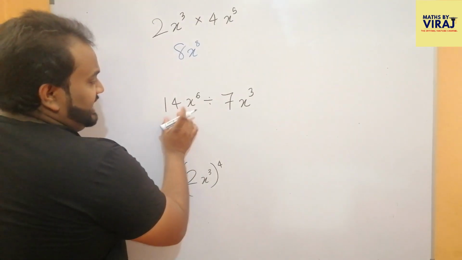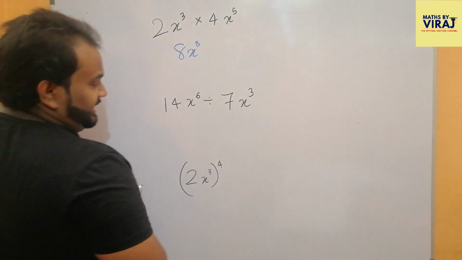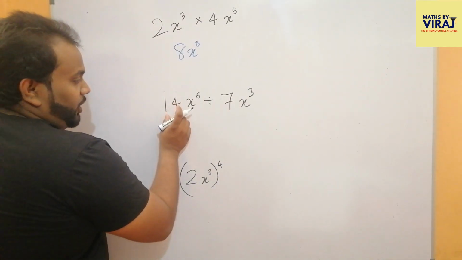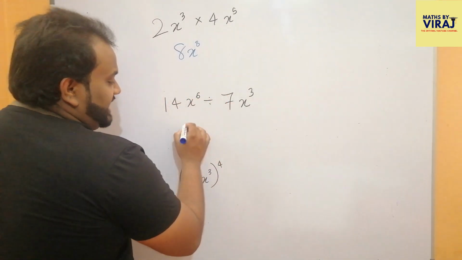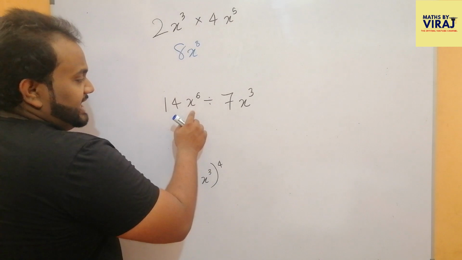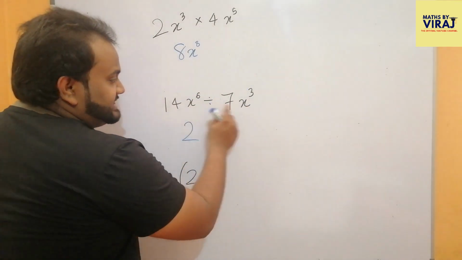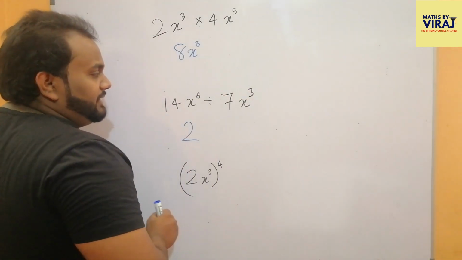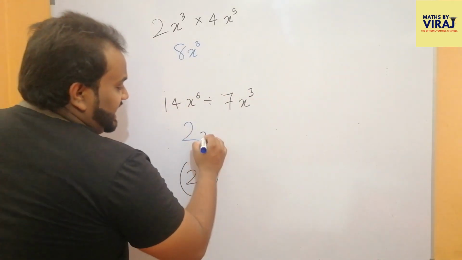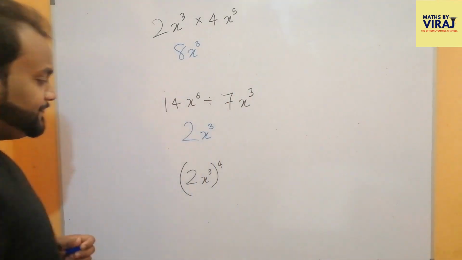Similarly, 14x to the power 6 divided by 7x to the power 3. Again, 14 is to be divided by 7. When 14 is divided by 7, the answer is 2. Then x to the power 6 divided by x to the power 3. The bases are the same, and during division, we subtract the powers. Therefore, it is x to the power 6 minus 3, which is x to the power 3.